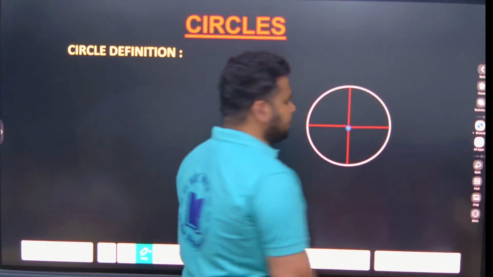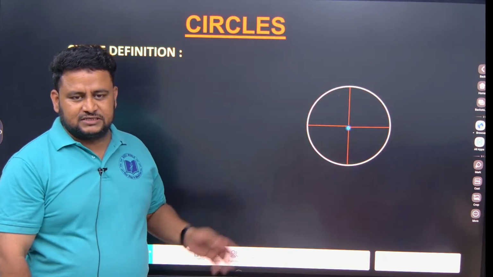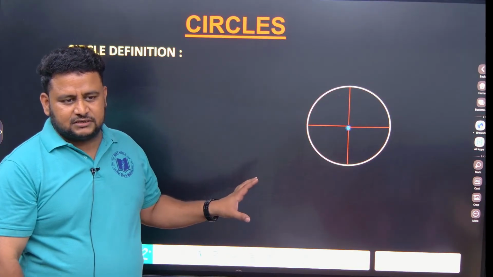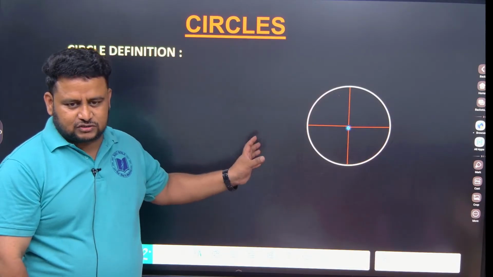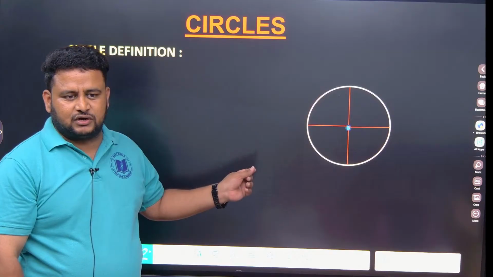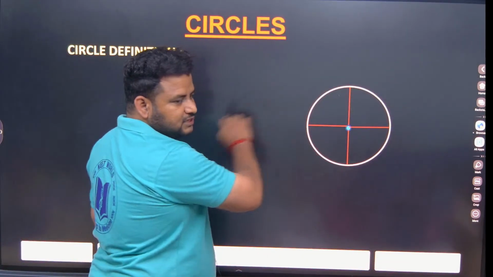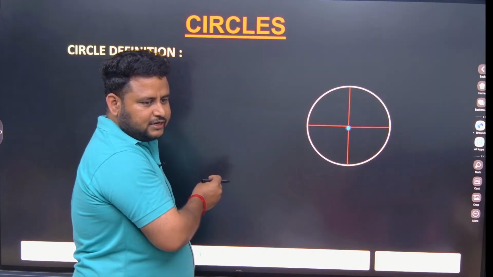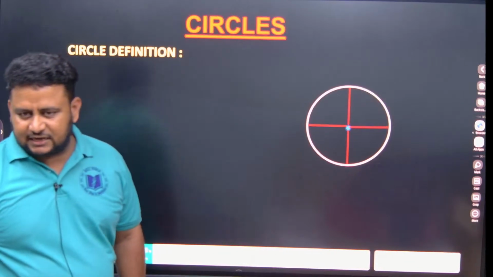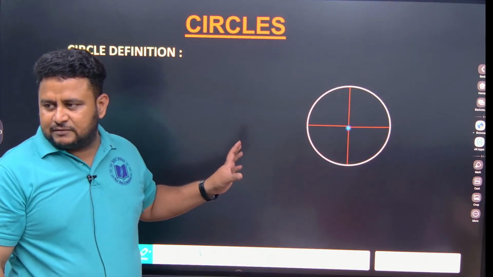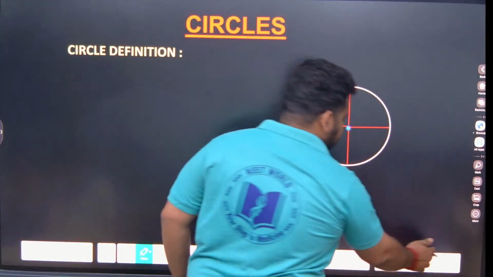Now circle definition, sometimes they will ask. Circle definition means it is the locus of all points which are at a fixed distance from a certain point. That fixed distance is called the radius, and that certain point is called the center of the circle. The given point is the center, and the fixed distance is called the radius. That is the definition of the circle.